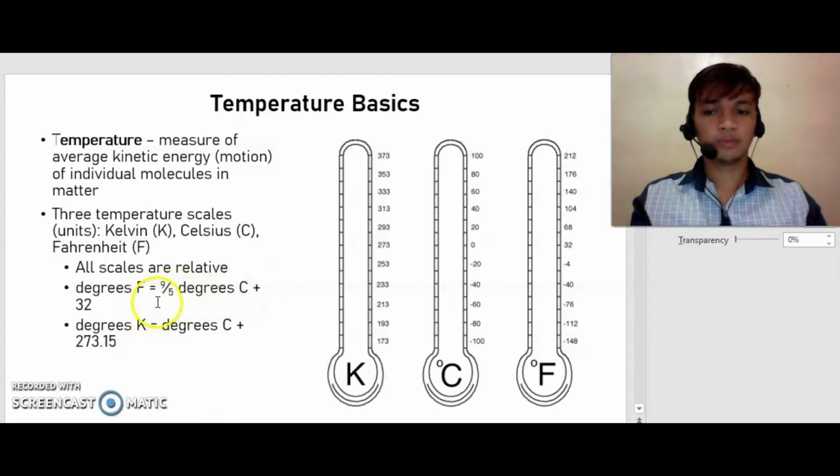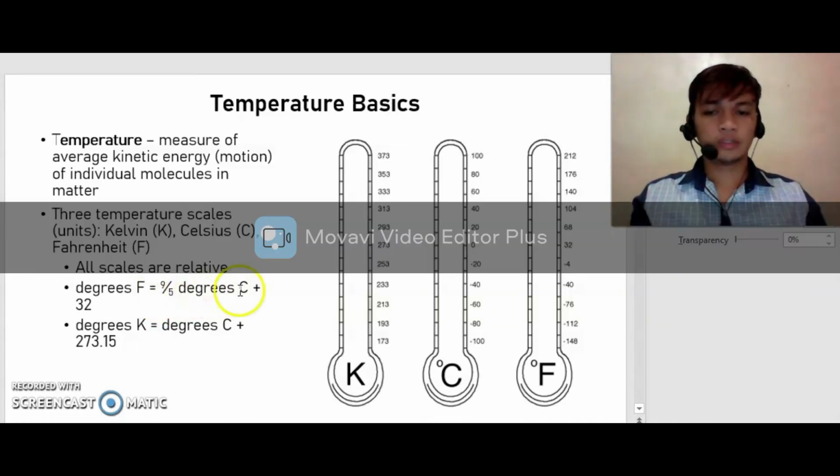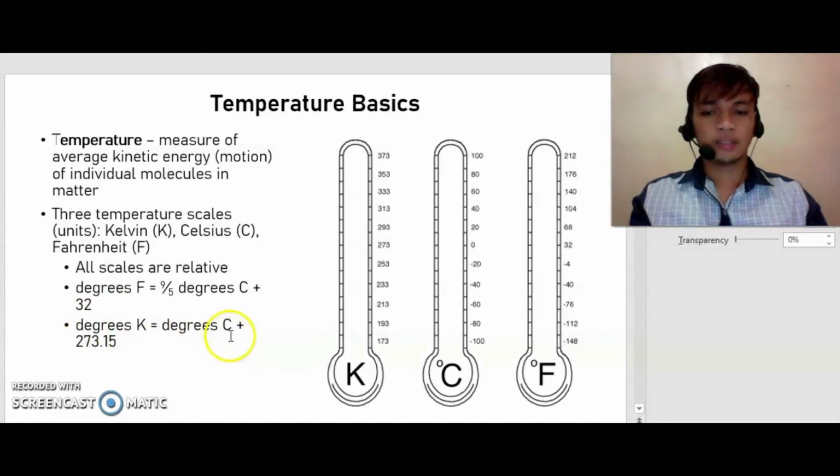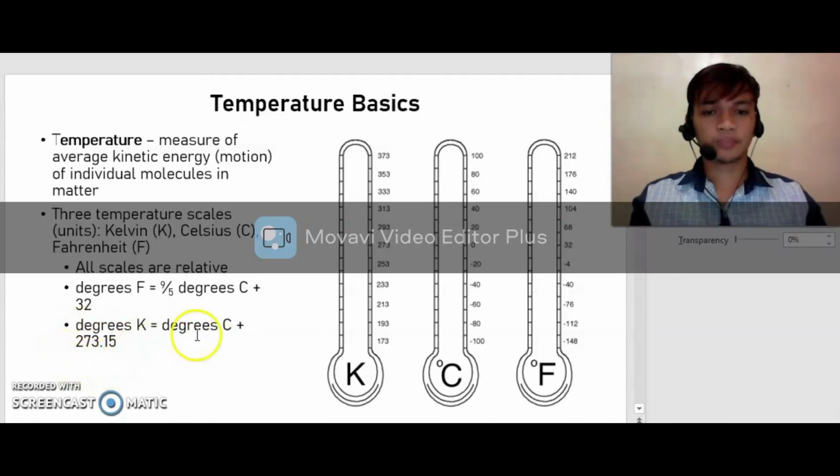If you're going to convert Celsius to Fahrenheit, you just have to follow this simple formula. If you're going to convert degrees Celsius to Kelvin, you have to use this formula. Degrees Kelvin is equal to degrees Celsius plus 273.15. This is constant.